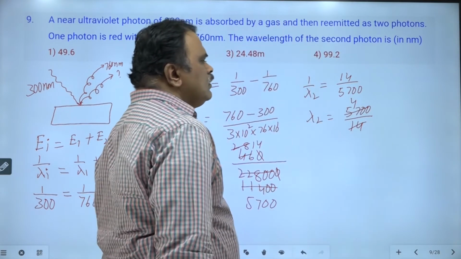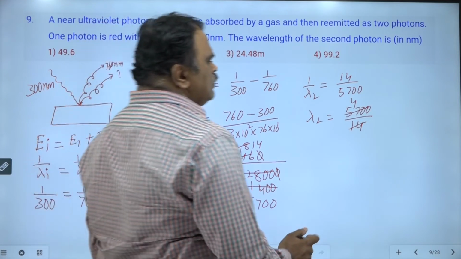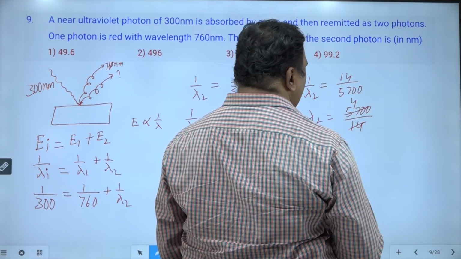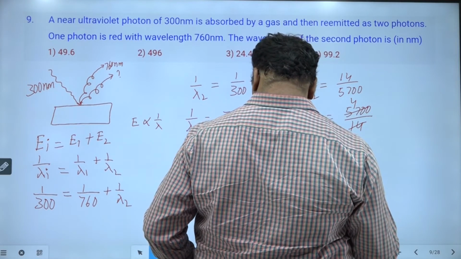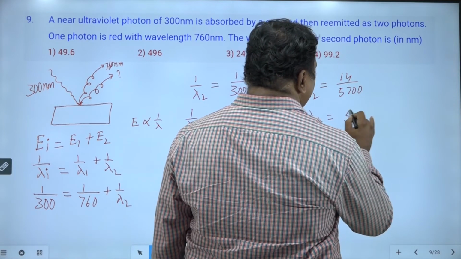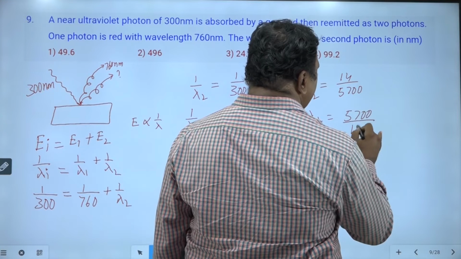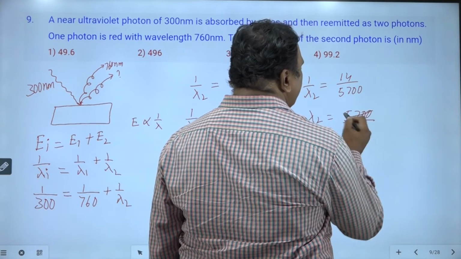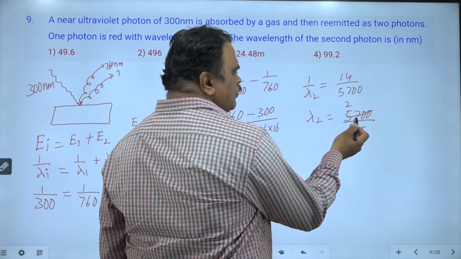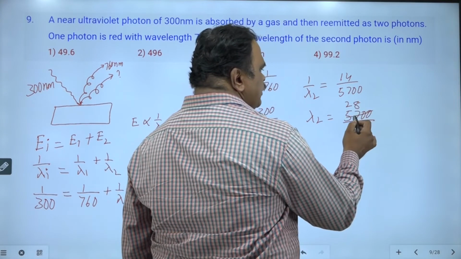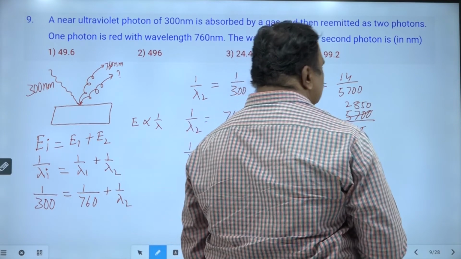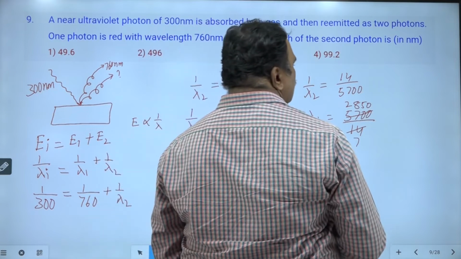14 4s are 56. Okay, 100, or maybe suppose, wait, for a simple calculation, 5700 divided by 14. 2 7s are 14. Now 2 2s are 4. 2 8s are 16. 2 5s are 10. Okay.